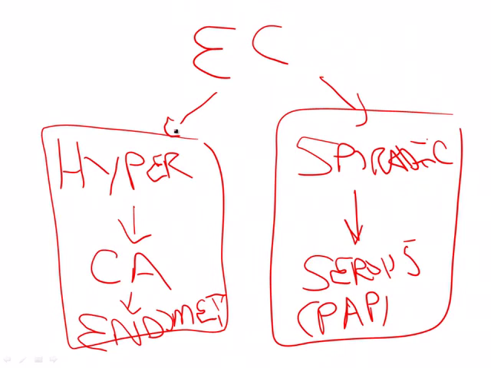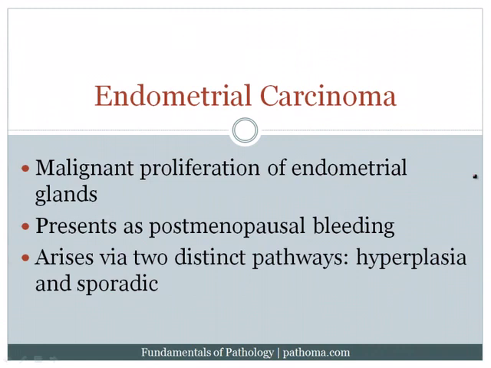Another important distinction that I'd like to make is that the sporadic pathway is driven by p53 mutations, very high yield. In the sporadic pathway, it's very common to find p53 mutations. Now, with that background, you can now understand what I've written in the text. So let's walk through the text together.